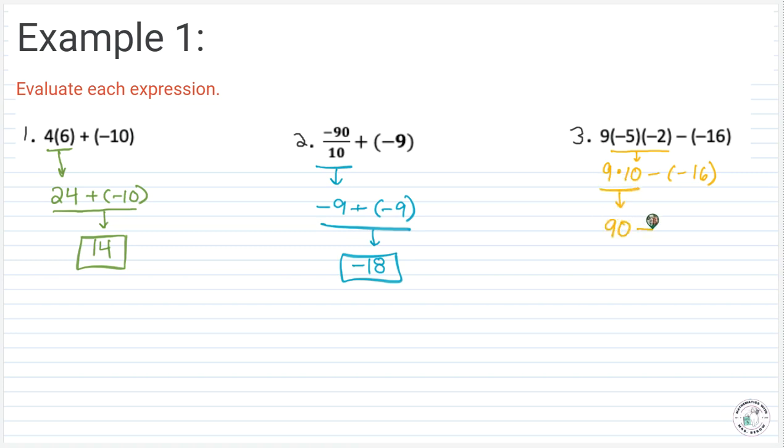So we got 90 minus a -16. We're going to keep change when we're subtracting integers. So keep the 90, change that subtraction to addition, change that -16 to its opposite, and then this just turns into 90 plus 16, which is 106.